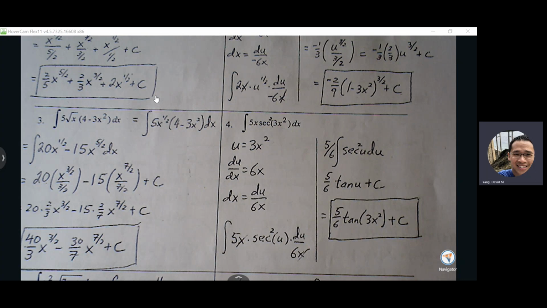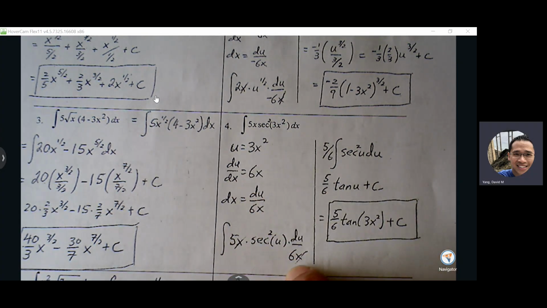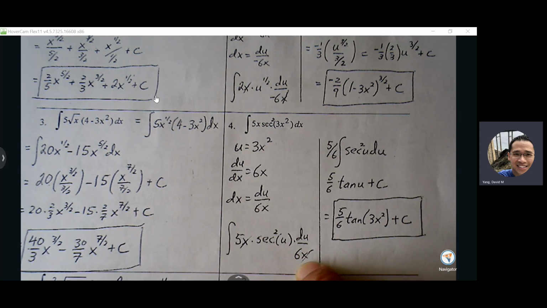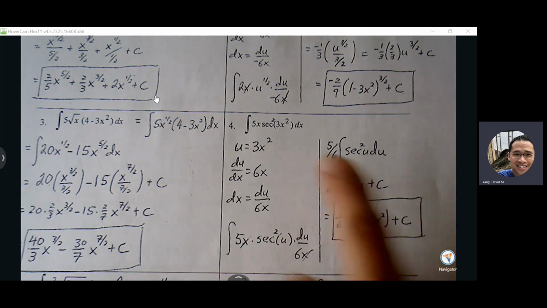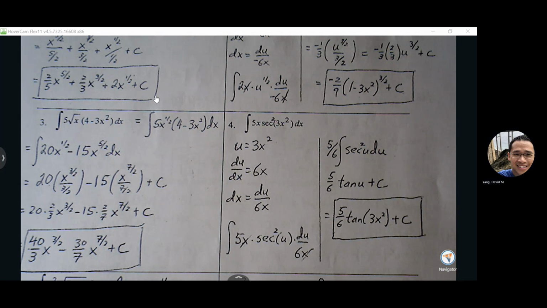When you get to the fifth step, the one inside of the secant, why would you want to plug the u in there? No, not until you take care of this rule.